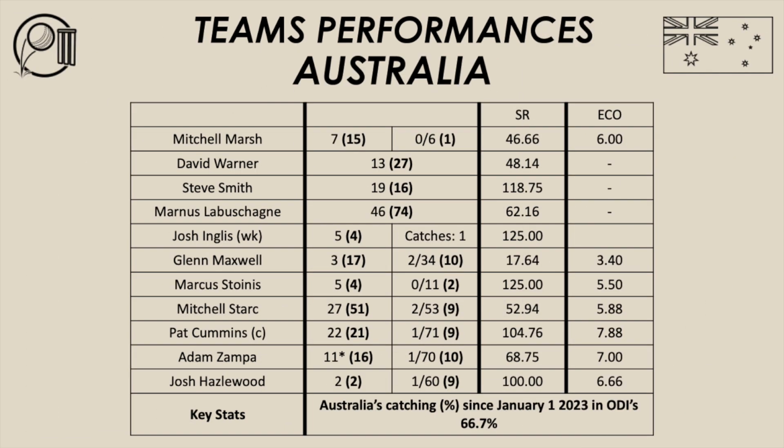Let's talk about Australia's performance and how they performed in this match against South Africa. First of all, let's start with the batting side of things and talk about the batting performance by Australia in this match. Mitchell Marsh, 7. Warner, 13. Smith, 19. Labuschagne, 46. Inglis, 5. Maxwell, 3. And Stoinis, 5. That's how the batters went about their business for Australia in this match against South Africa.